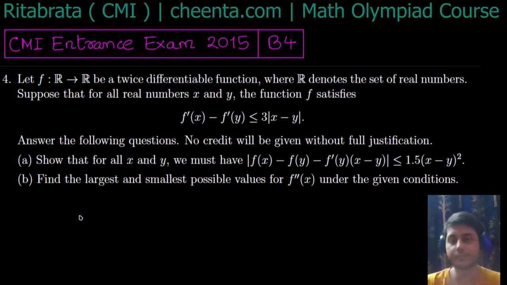So let's begin. We are given f from R to R, a twice differentiable function, such that mod of f dash x minus f dash y is less than or equal to 3 times mod of x minus y for all real numbers x, y. I have to prove that for all x, y, mod of f x minus f y minus f dash y times x minus y is less than or equal to 1.5 times (x minus y) whole square. And I have to find the maximum and minimum possible values of f double dash x under the given conditions. So let's begin.